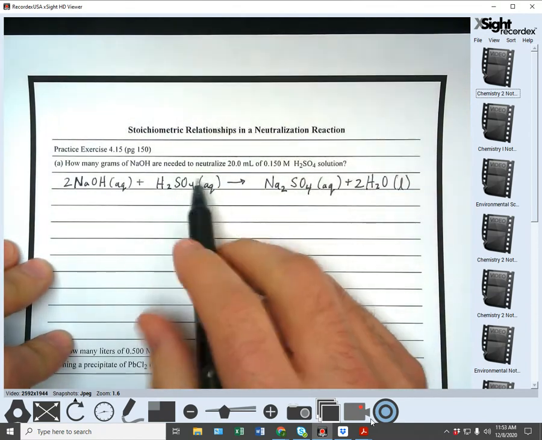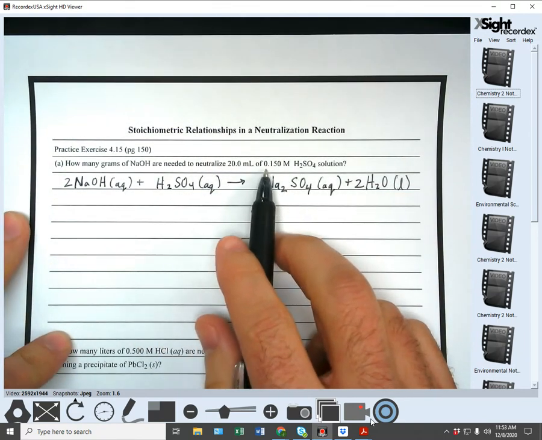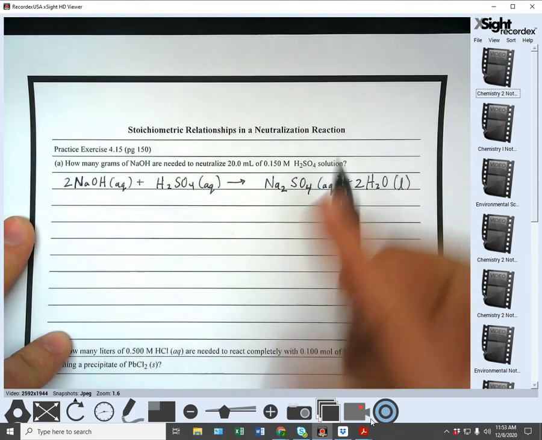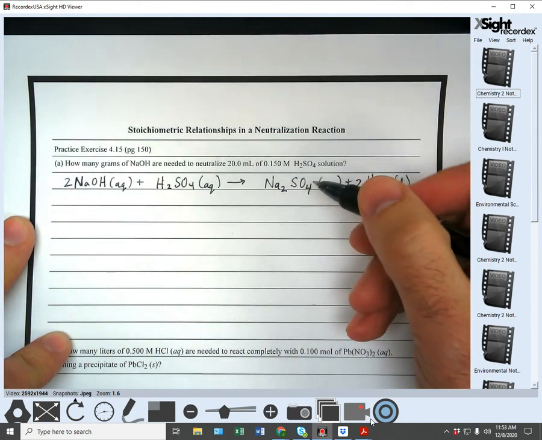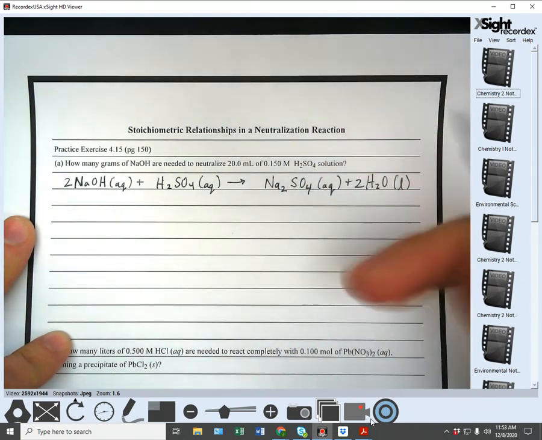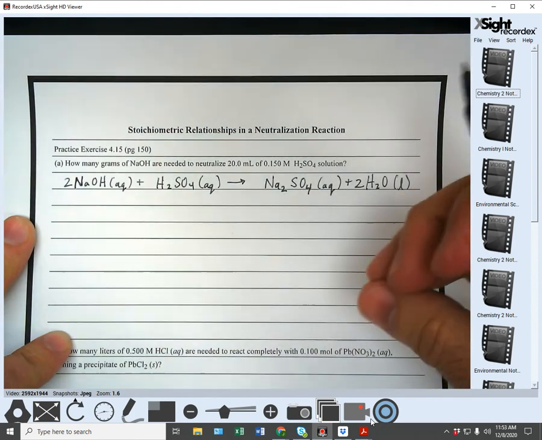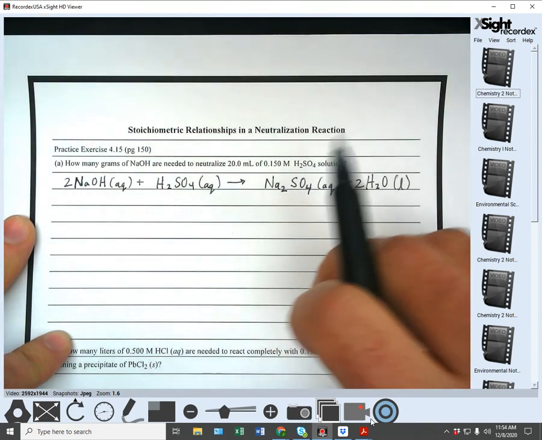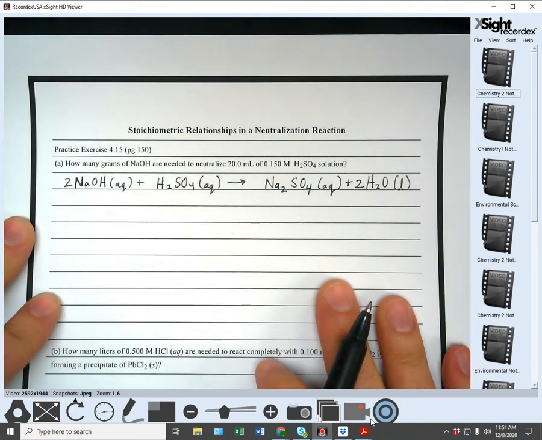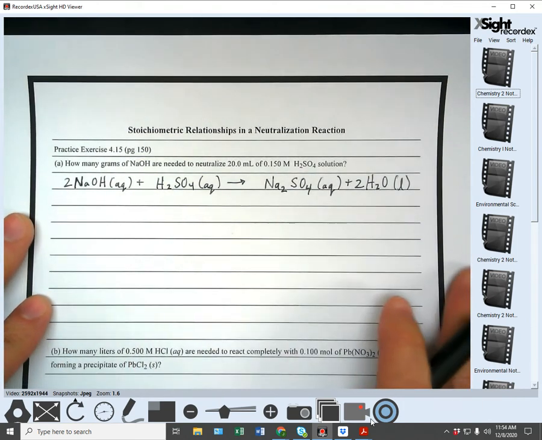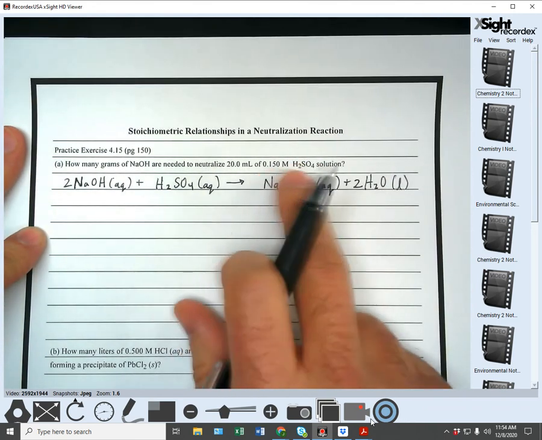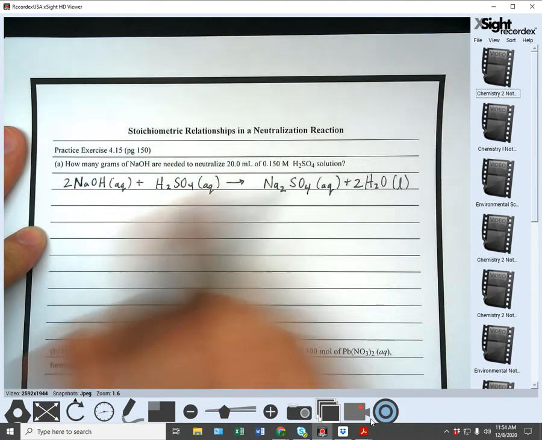All right. So we've got 20 milliliters of the 0.150 molar H2SO4. Now, you could use the molarity equation. Molarity equals moles over liters. You could do it that way, get the answer from that and then plug it into the stoichiometry. This is what I was telling you in the last part, though, is why I do dimensional analysis when I use conversions with molarity, because it makes it easier. I can do it all at once.